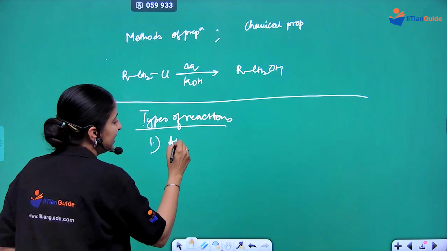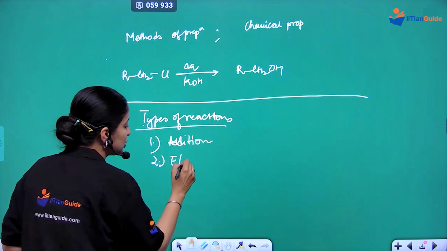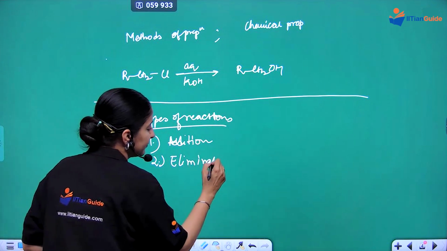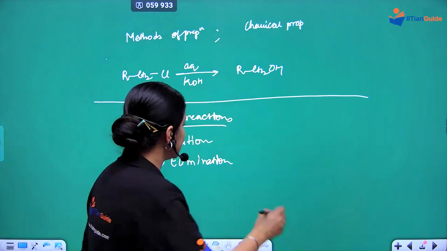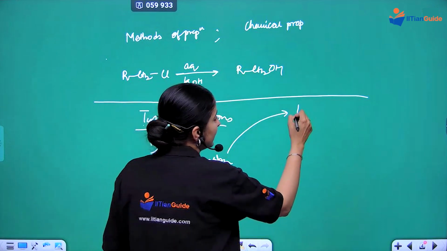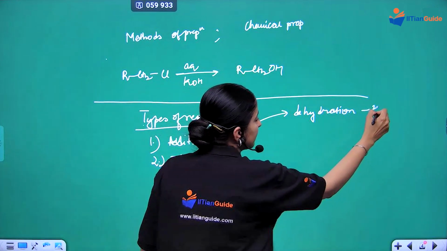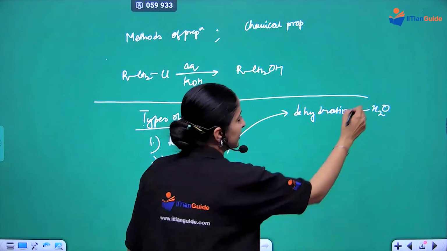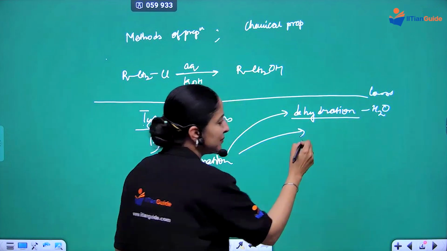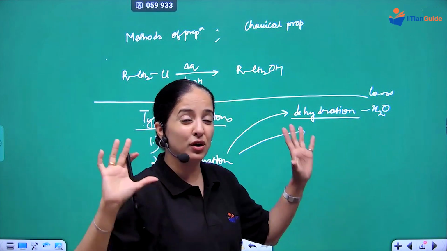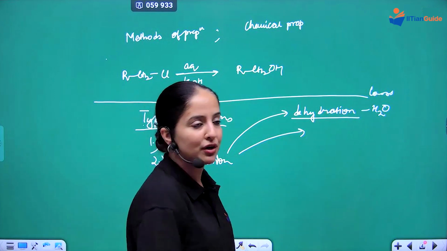First is addition reactions. Second is elimination reactions. In elimination, ma'am, what are the reaction types? You have to tell us. Yes, I will tell you. They are dehydration reactions. This is loss of water. You remember, we suddenly say I'm dehydrated. Dehydrated means loss of water. Same, dehydration is elimination of water.